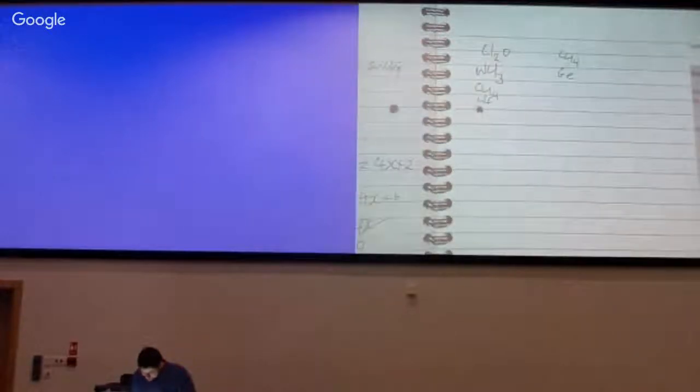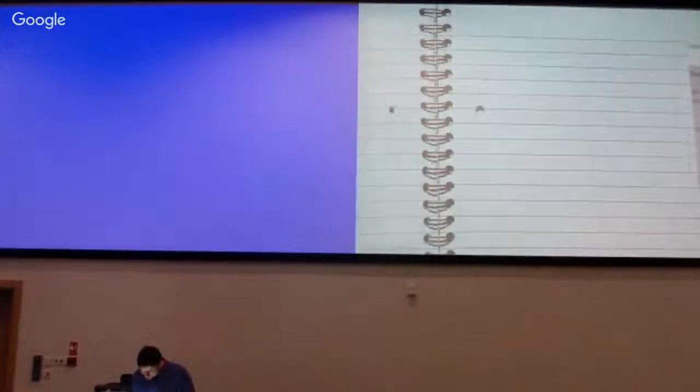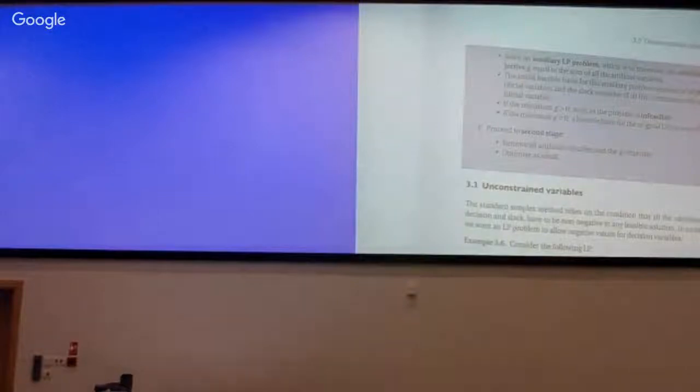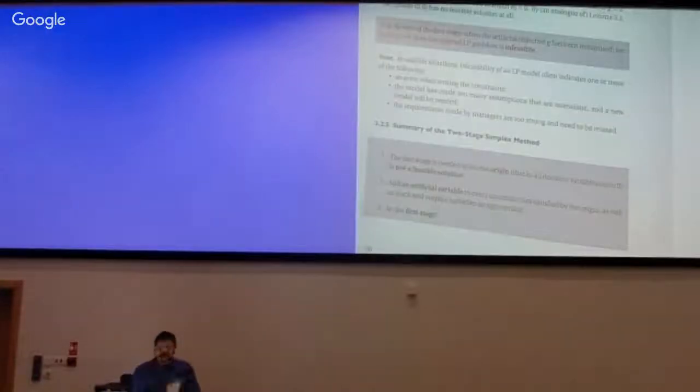Okay. So let's go on then. Any questions about the two-stage simplex method? No? Everything clear then? Just to emphasize the key point, yeah?